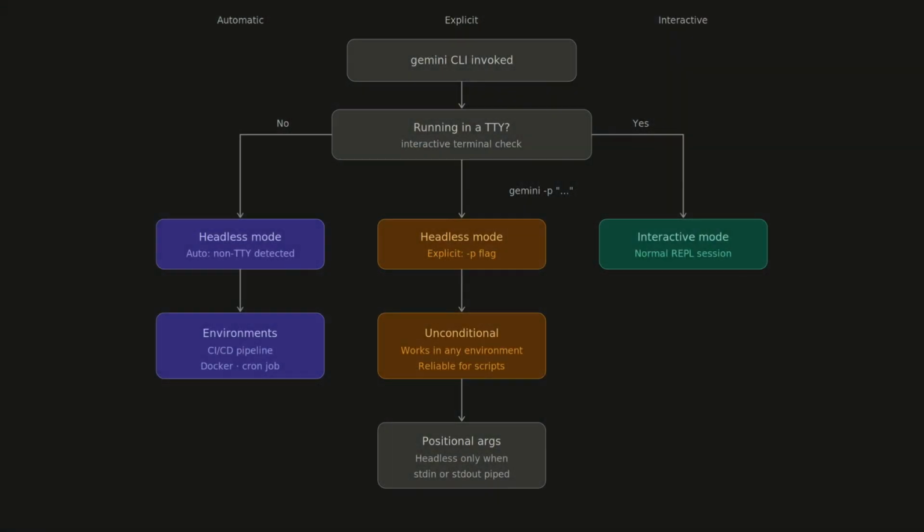We covered headless mode in episode 8, but let's put the full picture together in one place before we move into CI/CD. Headless mode is triggered in two ways. Automatically when Gemini CLI runs in a non-TTY environment, a CI/CD pipeline, Docker container, or cron job, and explicitly when you pass the -p flag with a prompt. The -p flag is the reliable, unconditional way to invoke headless mode regardless of environment. Positional arguments also work, but only trigger headless when standard input or standard output is piped or redirected.